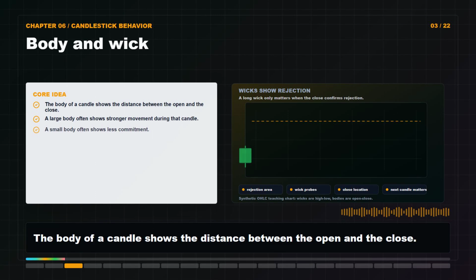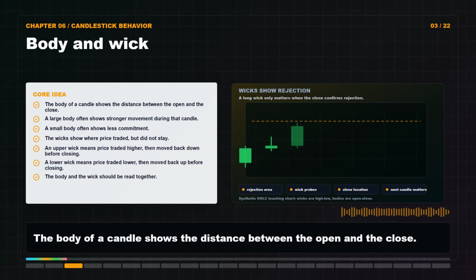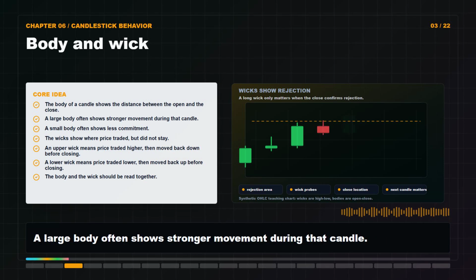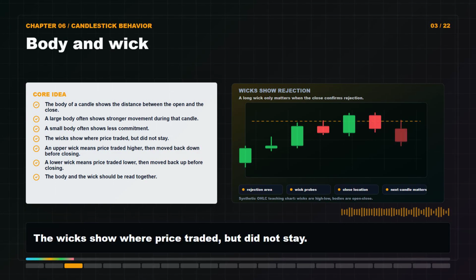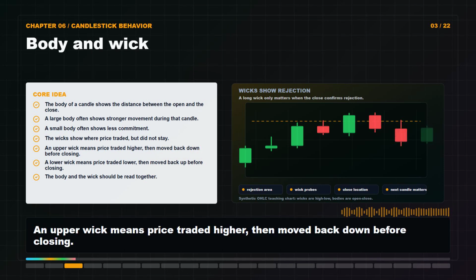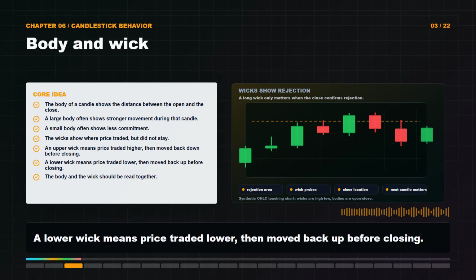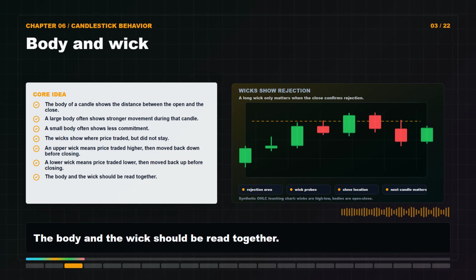The body of a candle shows the distance between the open and the close. A large body often shows stronger movement during that candle. A small body often shows less commitment. The wicks show where price traded but did not stay. An upper wick means price traded higher, then moved back down before closing. A lower wick means price traded lower, then moved back up before closing. The body and the wick should be read together.